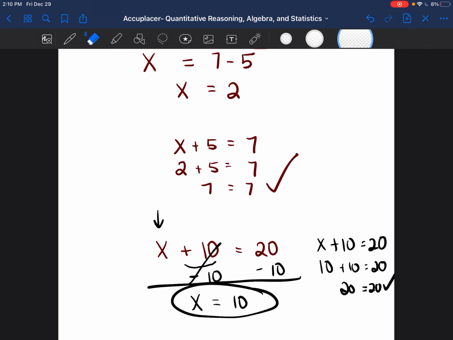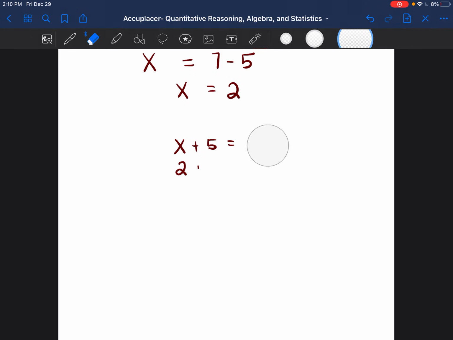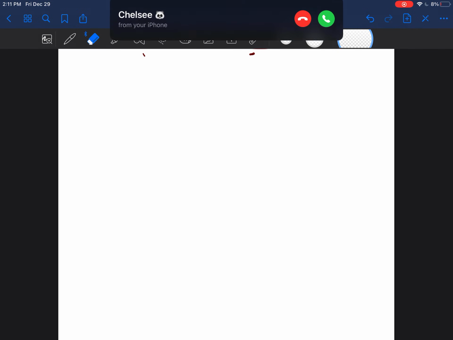All right, so now let's talk about solving two-step equations. Two-step equations are very simple.